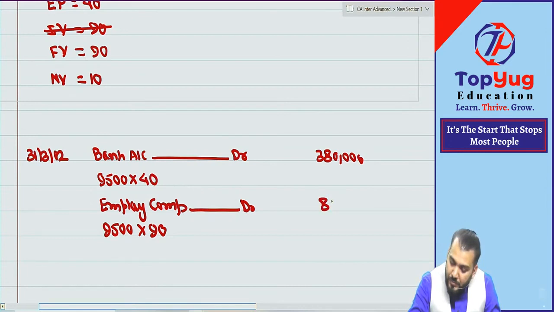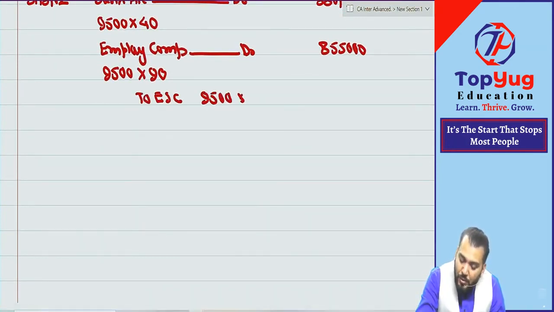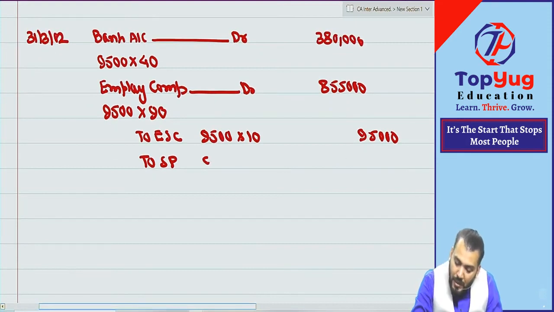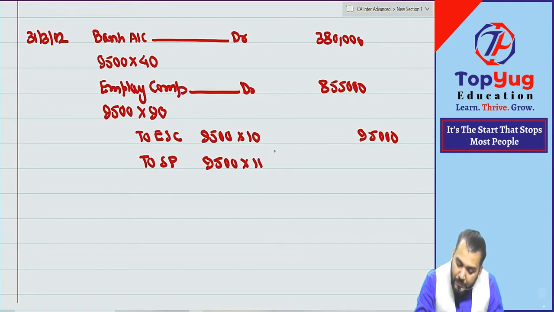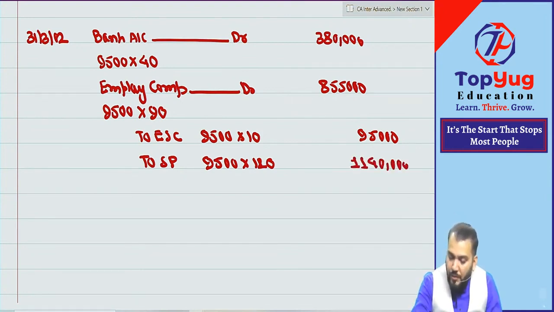8 lakh 55,000, to equity share capital. How much? 9,500 into what? 95,000. Balancing figure will be what? To securities premium. How much? 9,500 into 120. How much? 11 lakh 40,000.